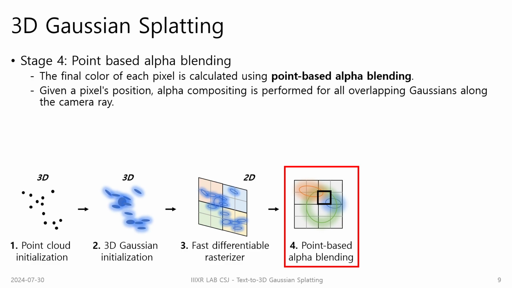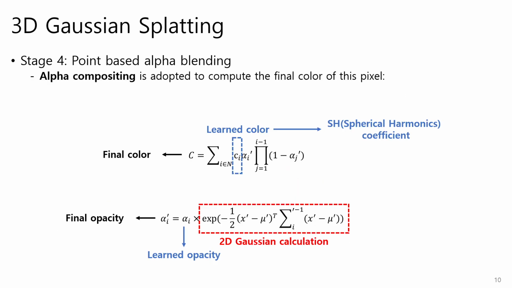The final color of a pixel is calculated using point-based alpha blending. Given a pixel's position, alpha compositing is performed for all overlapping Gaussians along the camera ray. As shown in the equation below, the final opacity is calculated based on the mean and covariance of the projected 2D Gaussians for each point. This final opacity value is then used as the alpha value for blending the color values calculated by spherical harmonics to yield the final color of the pixel.